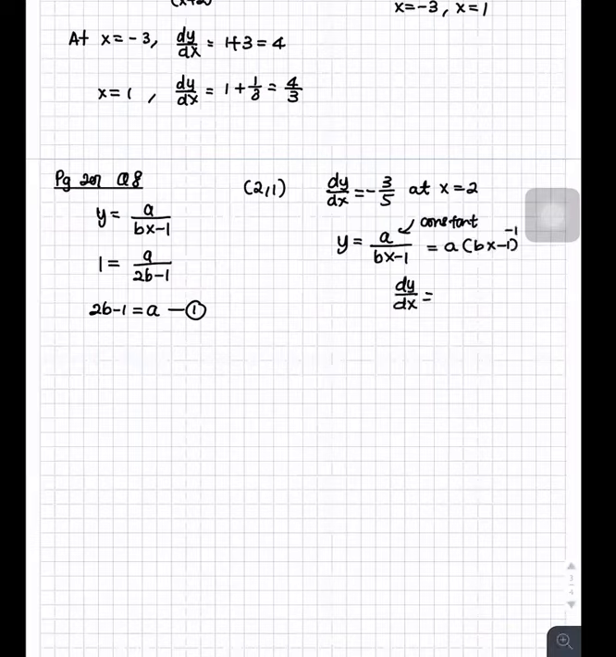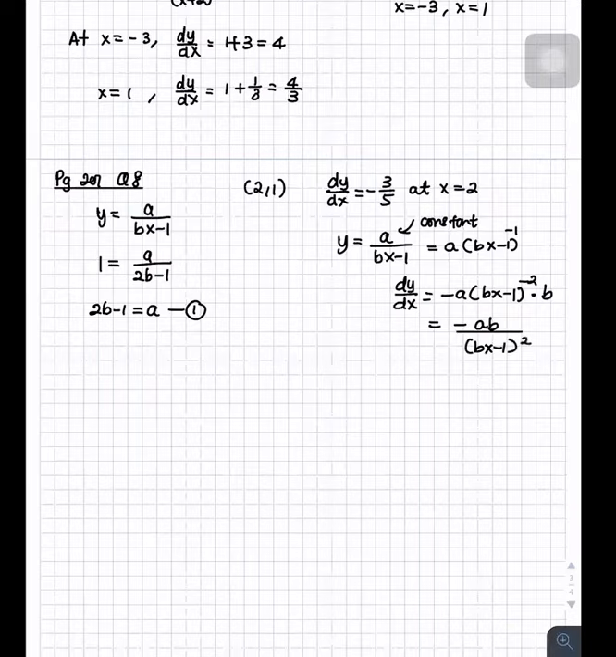Okay, do the dy/dx for me, Annabelle. And then my Jason, he hasn't answered for the day. Power down, power minus, differentiate inside. Do it, Jason. Minus a bracket bx minus 1 to the power minus 2, times b. Very good. Good job. I'm just making it look better.